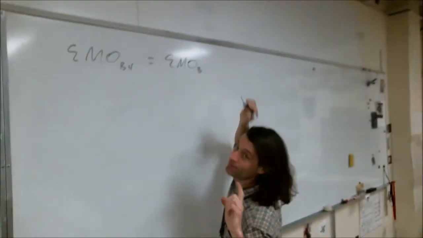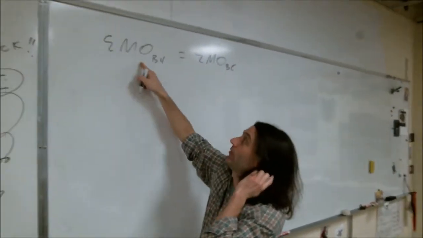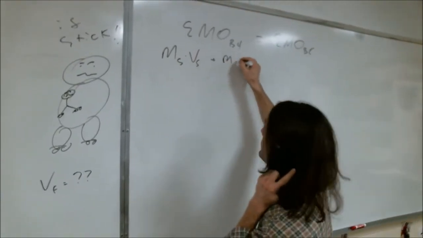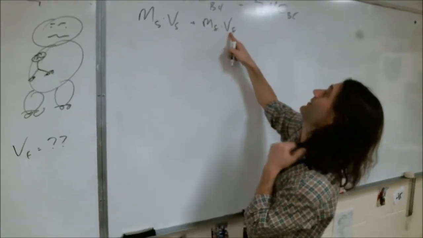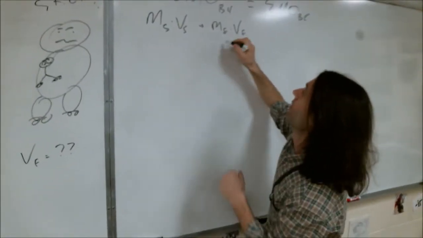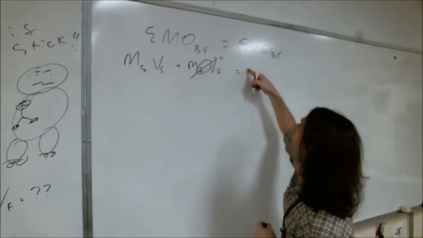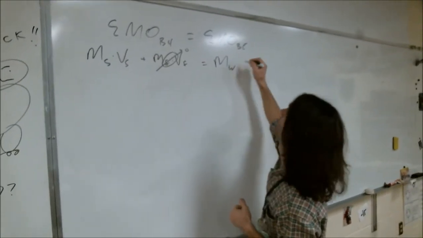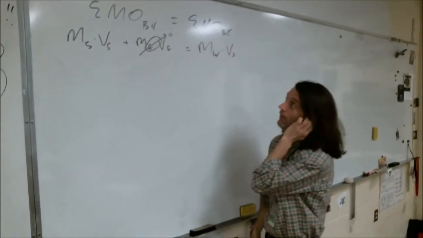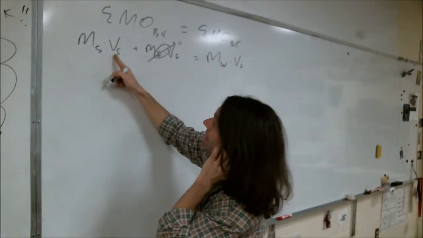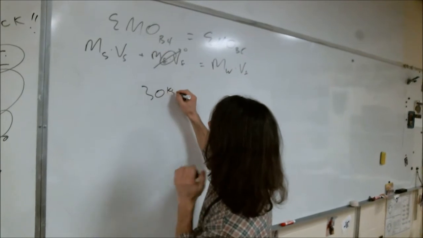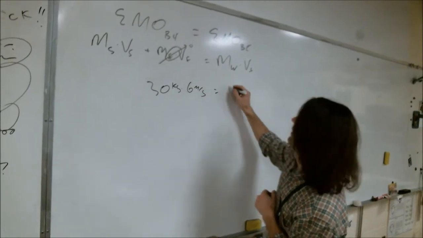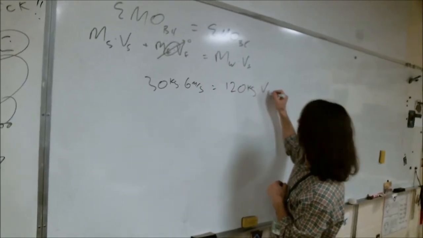The momentum before is the mass of the skinny kid times velocity of the skinny kid plus the mass of the fat kid times velocity of the fat kid. The fat kid's velocity is 0, so this whole term goes away, and then it becomes the mass of both of them together, the mass whole, times their velocity final. So it's just 30 kgs times 6 meters per second is the same thing as 120 kgs times something.